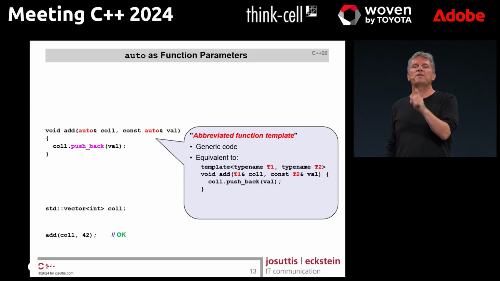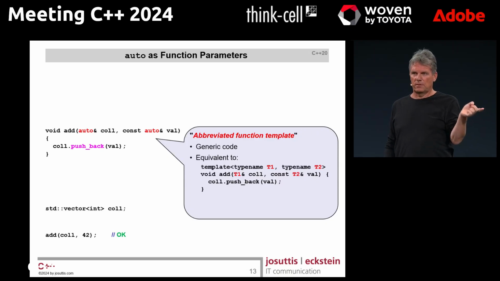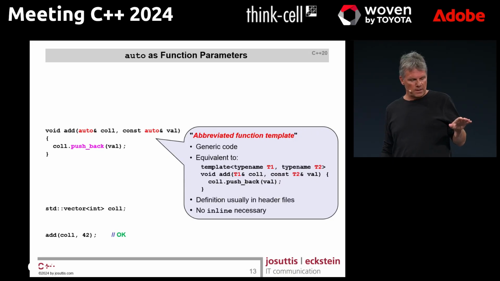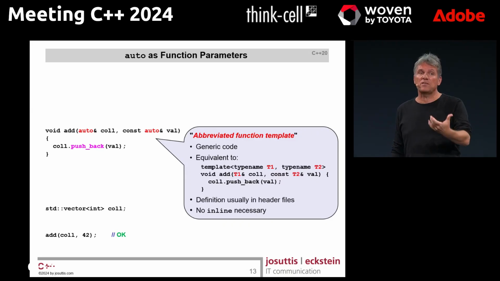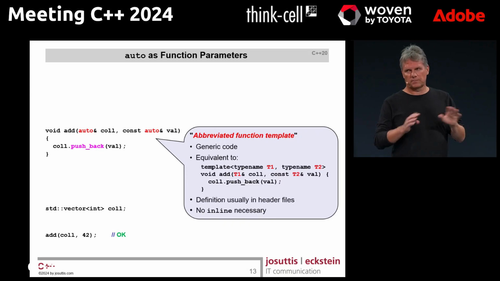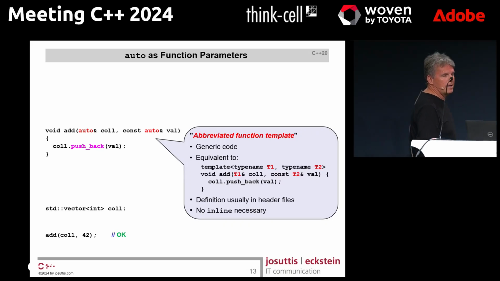On the right, you have names for T1 and T2. On the left, you don't have names for them. Everything else is the same. So the implementation belongs in the header file, but because it's a function template, no inline is necessary. And you could explicitly specify 1 or 2 template parameters. That's also supported. Weird things happen, by the way, if you mix named templates with auto, but we don't talk about that here.